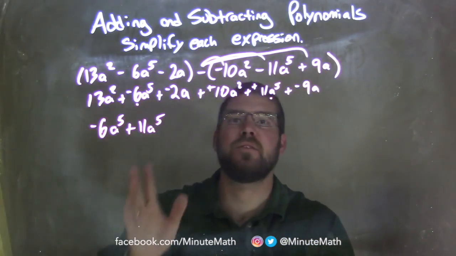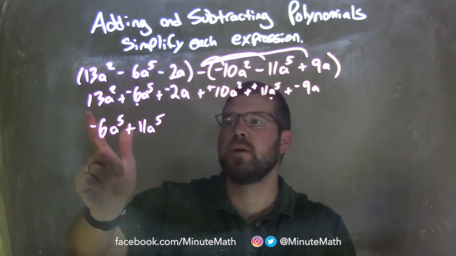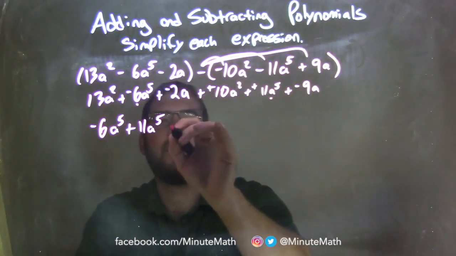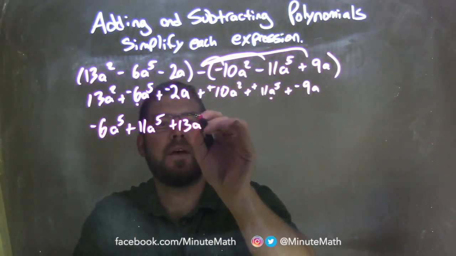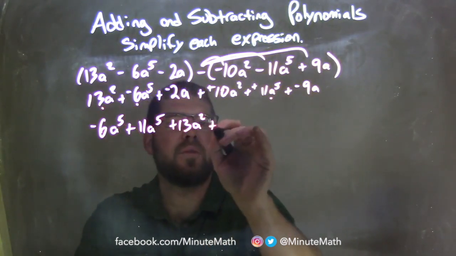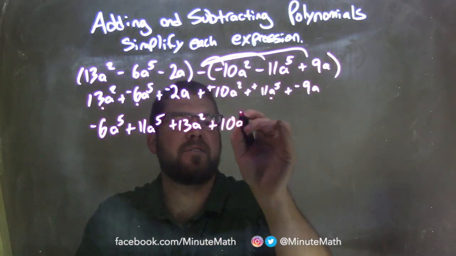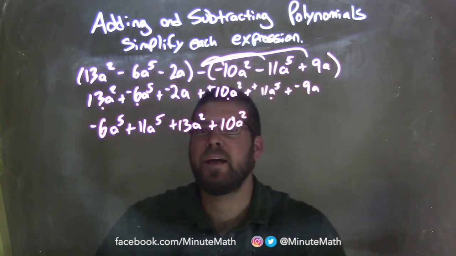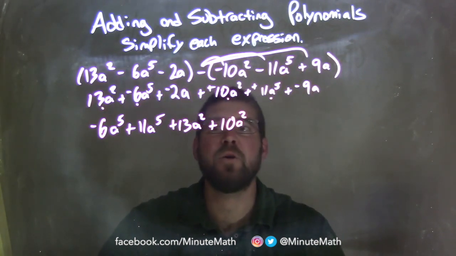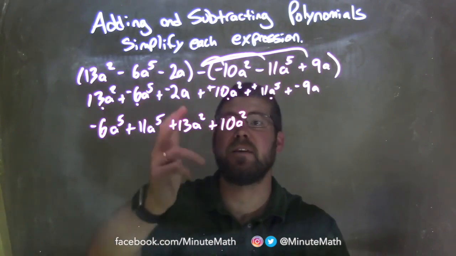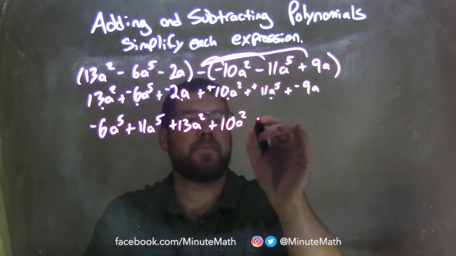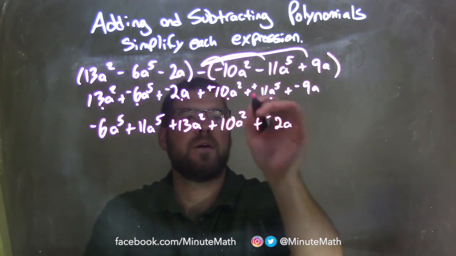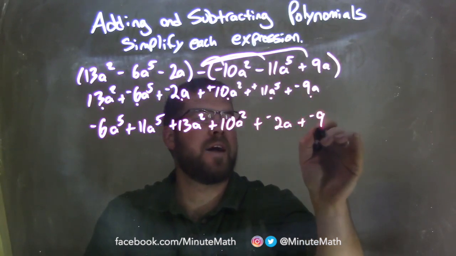Next highest power I see is not 4, not 3, but 2. Okay, the second power. So we have plus 13a squared right there, plus 10a squared right there. Perfect. I don't see anything else. So now let's go to the next one, just the a's. The negative 2a, and then plus a negative 9a.